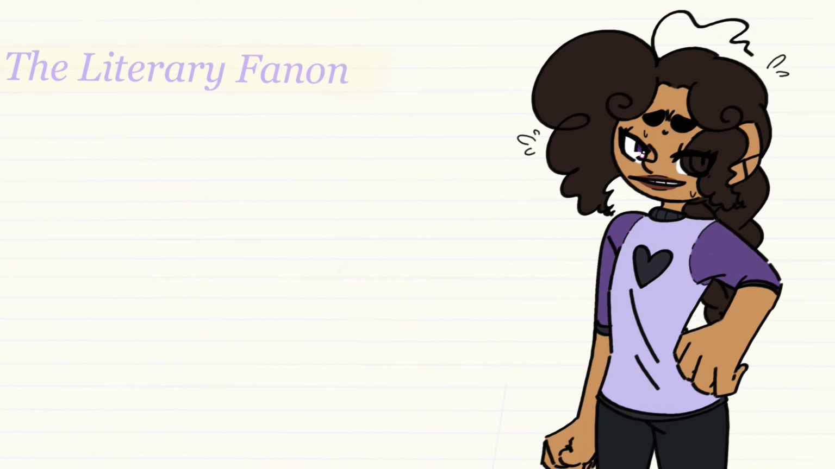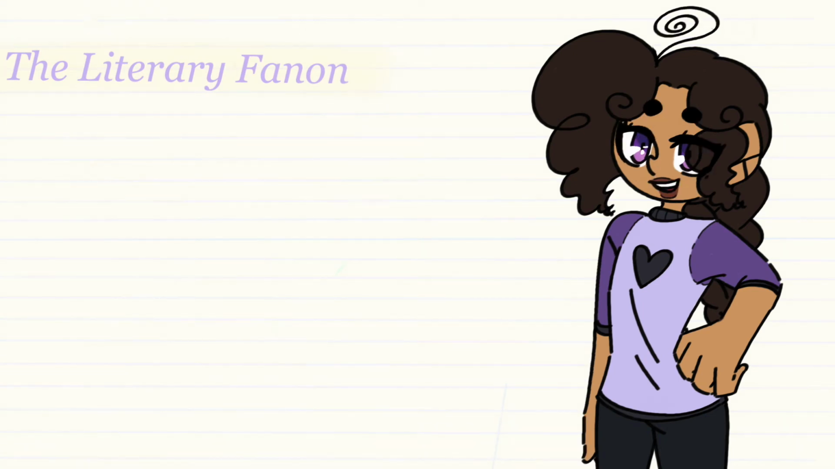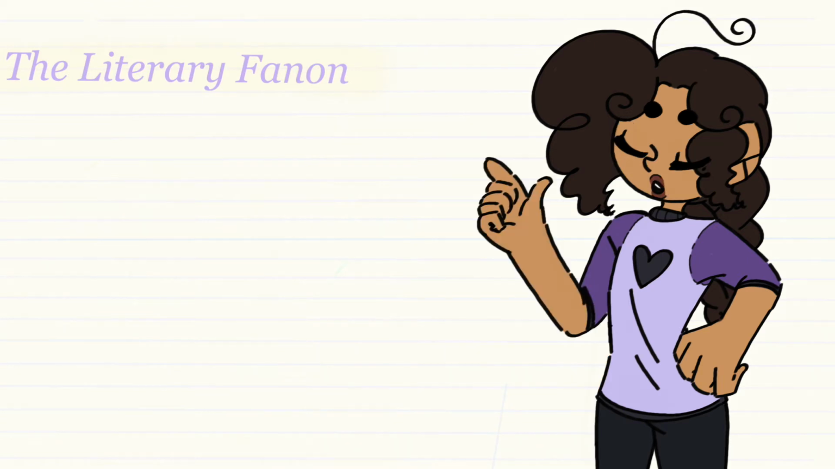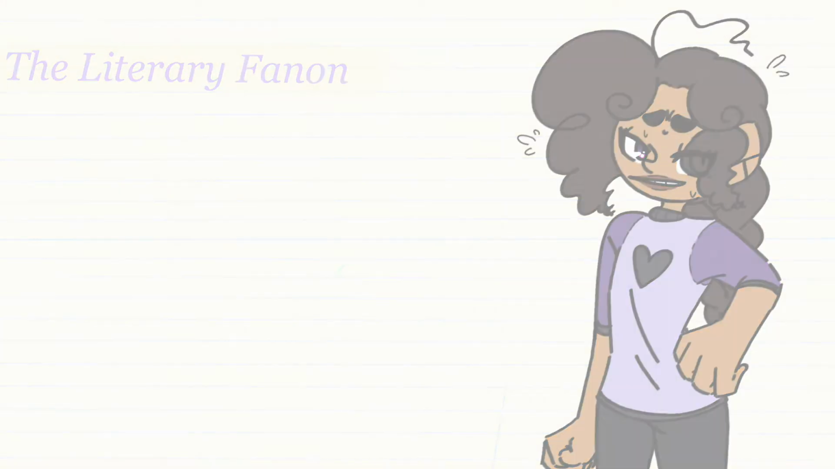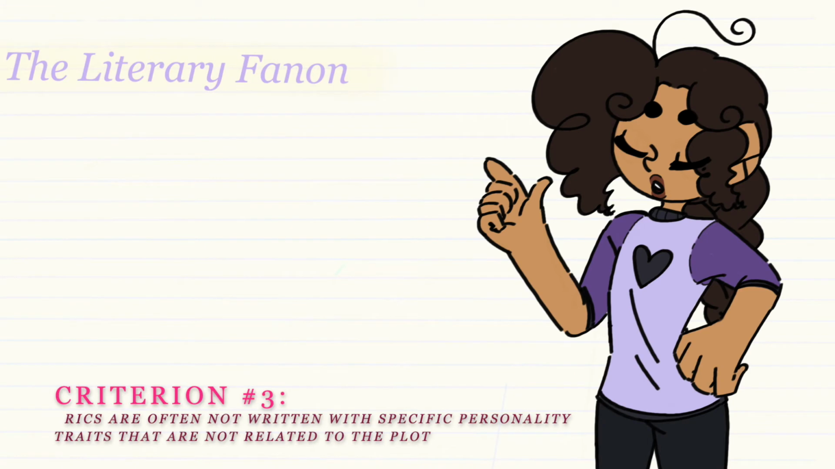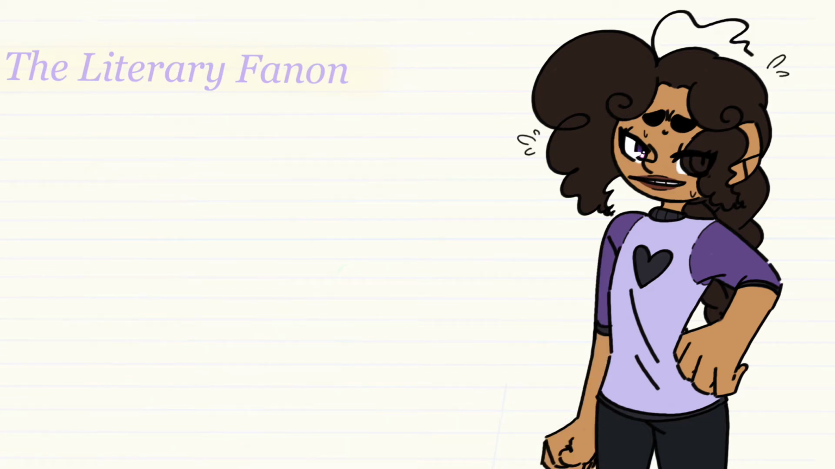There is a third criterion that I neglected to mention. The reason I skipped it earlier is because, well, it's not so important to follow when writing a reader insert. But I'll mention it because there are 2 ways this rule, when abused or neglected, can go terribly wrong. Criterion number 3. Ricks often are not written with specific personality traits that are not related to the plot. See how this one can be a bit tricky?